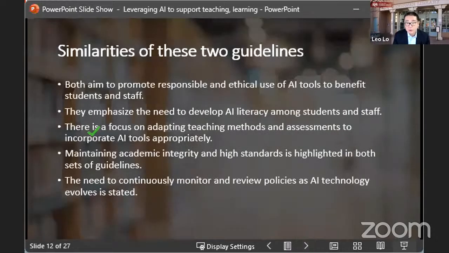There are some similarities between these guidance. They both aim to promote responsible and ethical use, and AI literacy among students and staff. There is a focus on adapting teaching methods and assessment to incorporate AI tools appropriately, and also maintaining academic integrity and high standards, and also monitoring and reviewing policies as AI technologies change so fast. There are some differences. The Harvard one is more comprehensive in addressing data privacy and security. The Russell Group places more emphasis on collaborations between institutions and open discussions on AI tools.